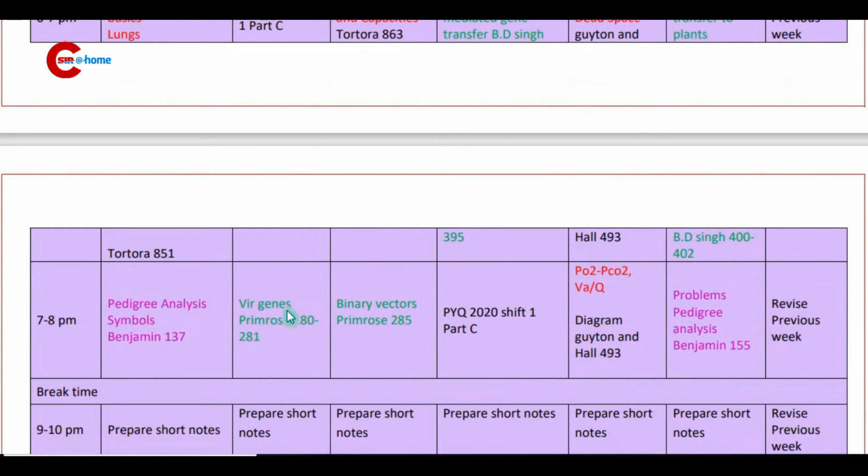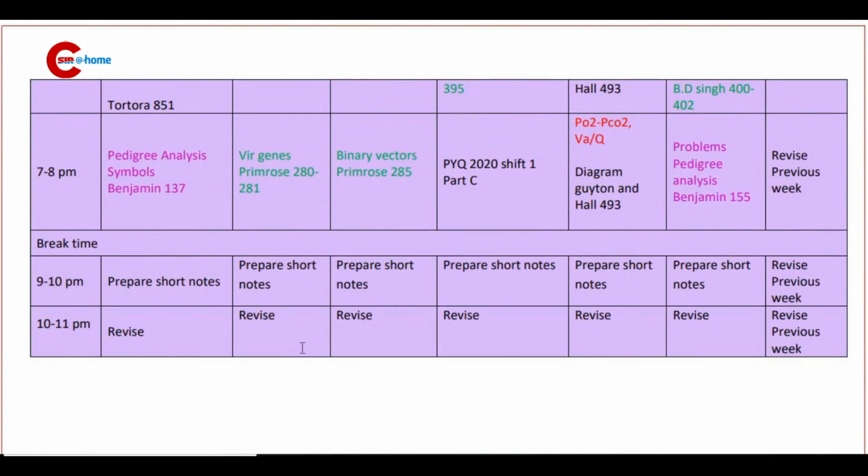7 to 8 p.m.: study virulence genes, that is known as vir genes associated with tDNA transfer. There are vir genes, that is A to G, so many. You need to study functions of all the genes. This is also an important topic for CSIR examination, vir genes, functions. Then 9 to 11 p.m.: prepare short notes and revise.